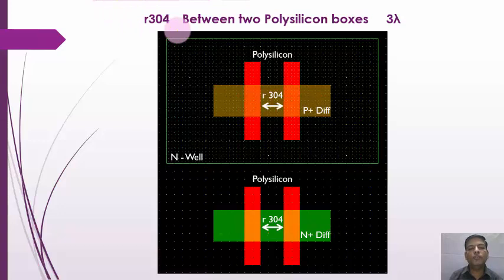Then rule number 304, between two polysilicon boxes, again 3 lambda distance must be there. That is rule number 304, either N plus diffusion or P plus diffusion. For PMOS or NMOS development, if two polysilicon layers are there, the 3 lambda distance must be maintained in between. Here the width should be 2 lambda, but the distance should be 3 lambda.